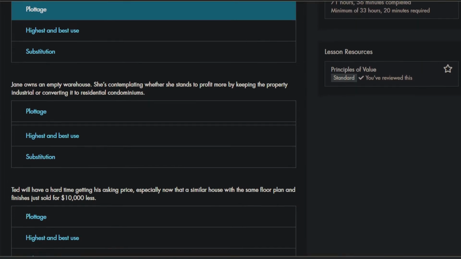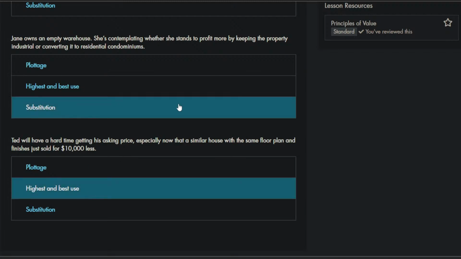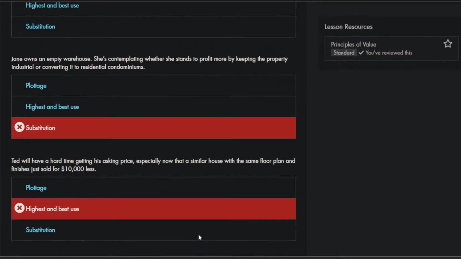Jane owns an empty warehouse. She's contemplating whether she stands to profit more by keeping the property industrial or converting it to residential condominiums. I think that's substitution, but I'll leave that blank for a minute. Ted will have a hard time getting his asking price, especially now that a similar house with the same floor plan and finishes just sold for $10,000 less. I'm going to say, I think I could be wrong. Yeah, I got that wrong.